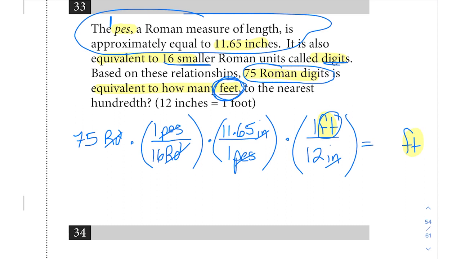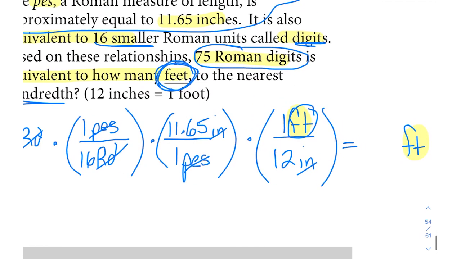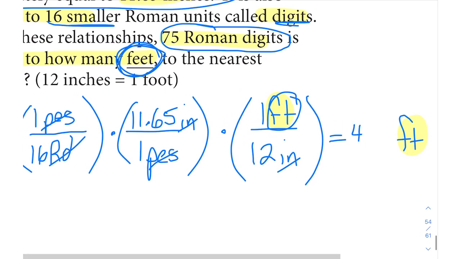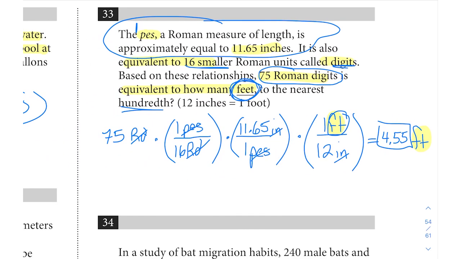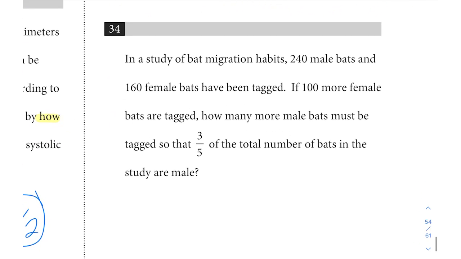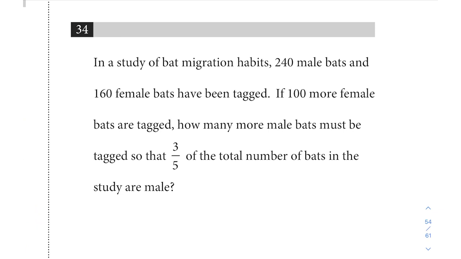So here we're going to have 75 times 11.65, and then we're going to divide that by the product of 16 and 12, and when you plug that in, you get 4.55, and they want it to the nearest hundredth, so we're going to include all of those digits. Let me just squeeze this in. It'll be a little bit small, but that'll give us 4.55 feet.